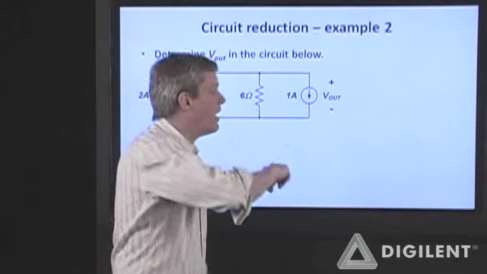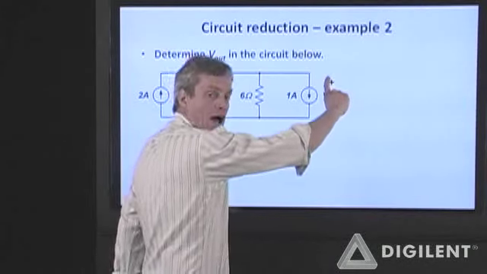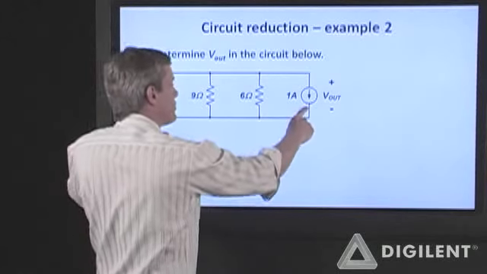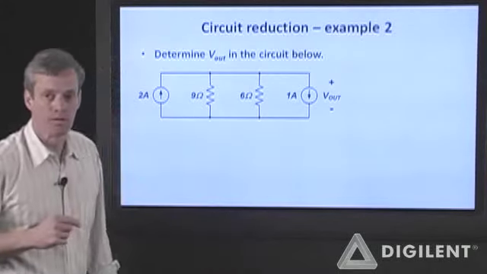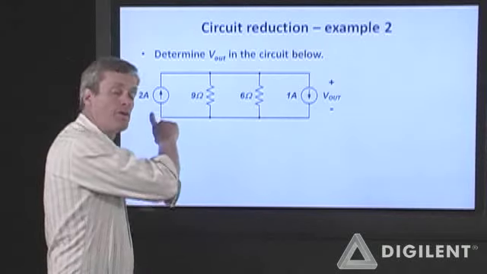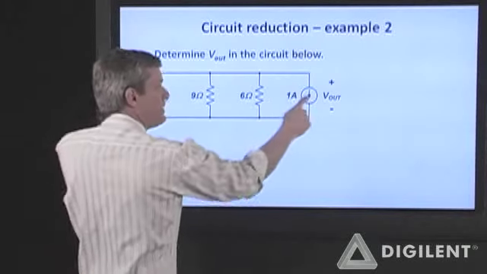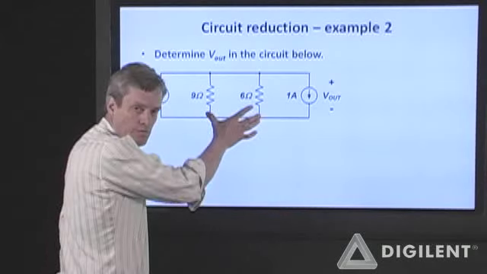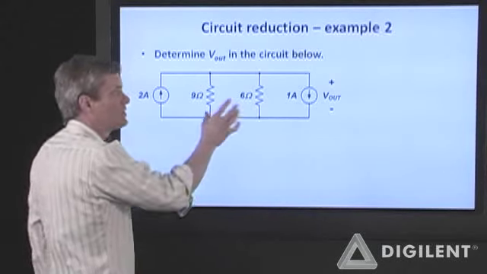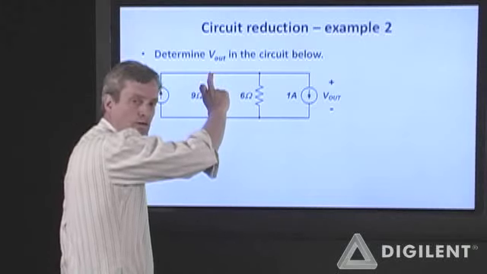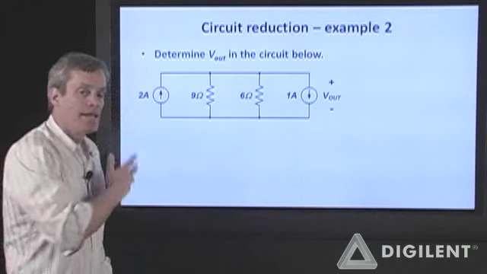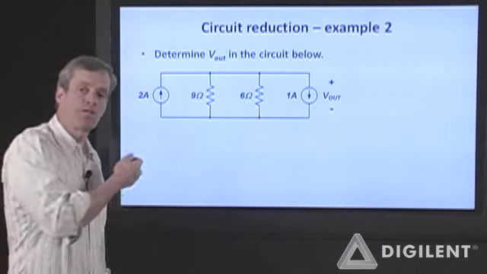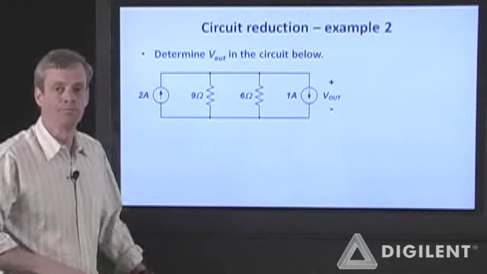Okay, example 2. I want to find V out, the voltage across this parallel combination of two current sources and two resistors. What I'm going to do is combine these two current sources into a single current source, then determine the equivalent resistance of these two resistors. From that, I can determine the voltage across this. I suggest that you pause the video, try that for yourself, see how the process works. Then when you come back, I'll do it for you.